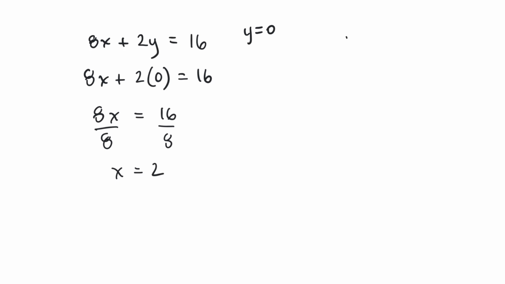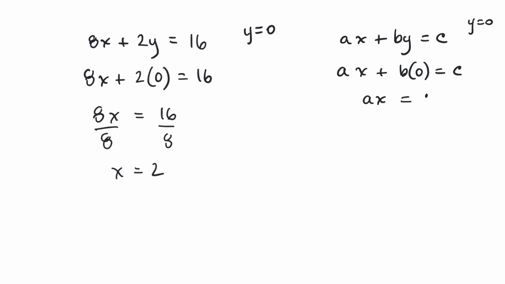And so what we could write is, let's do ax plus by equals c. And then again, we want to know when y is 0, what would the value of x be? So if we plug in y equals 0, we get a times x plus b times 0 equals c. Now we'll just solve for x. So we divide both sides by a, and we get x is equal to c divided by a. And that's the value of x when y is 0 for any linear equation. So it's kind of like a general form.